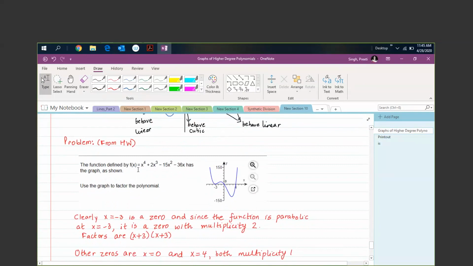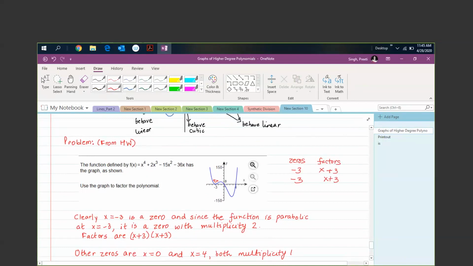The function is written here. Use the graph to factor the polynomial. So again, I want to write the factored form from the graph. Let's look at some of the zeros. Let's look at -3. At -3, the function is behaving like a parabola, right? So -3 is occurring twice, for sure. Corresponding to -3, these are my zeros and these are my factors.